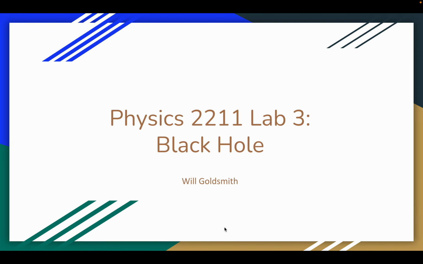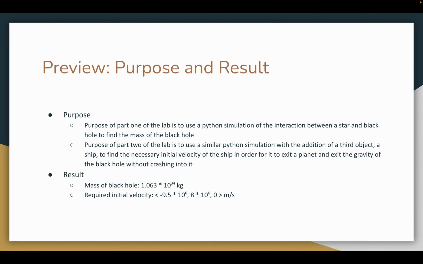2211, Lab 3 on black hole. So a preview of the purpose and result of this lab. The purpose of part 1 of this lab is to use a Python simulation of the interaction between a star and black hole to find the mass of the black hole.